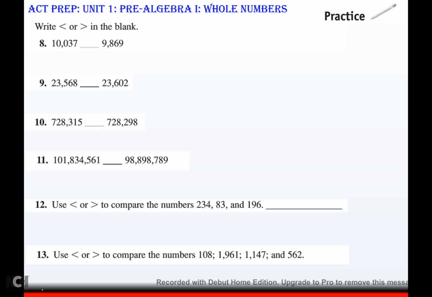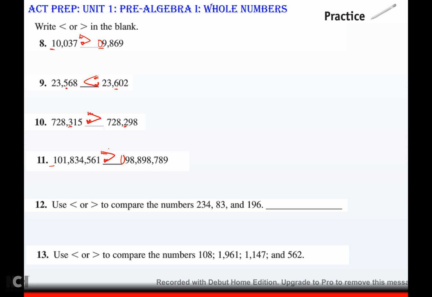Alright, so again they want us to compare numbers. Well, again, if you go with digits, that's a 1 in the same place as a 0. 1's bigger than 0, so eat the bigger number. 23,500, 23,600 something. 6 is bigger than 5, so that's the bigger number. Okay, we got 728, 728, a 3 here, a 2 here. 3's bigger, so eat the bigger number. We've got a 1 in this position and a 0 in this position. 1's bigger than 0, so that one's bigger.